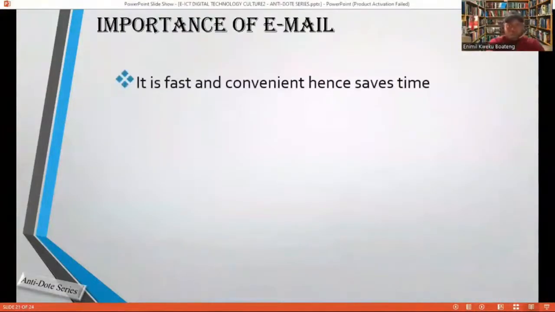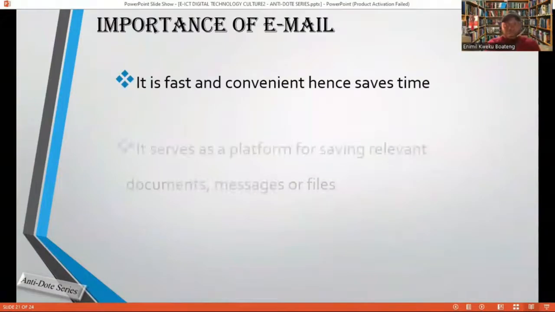So let's look at some importance of email. It is fast and convenient, hence saves time easily. It is very fast as against going to the post office, writing each letter one after the other. If you want to send to a lot of people, you have to write this letter to all these people. But with email, you just have to add the addresses and send it once. So it is fast, convenient and saves time.